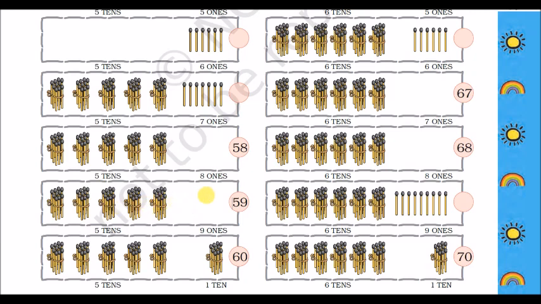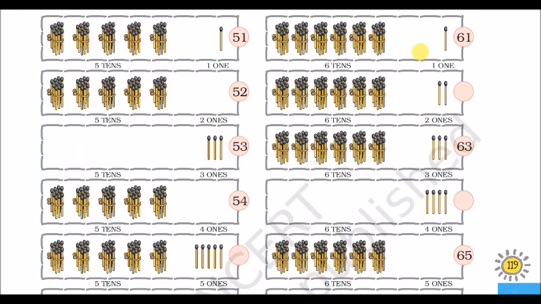5 tens and 9 ones. You have to draw 9 lines. 51, 52, 53, 54, 55, 56, 57, 58 and 59. 5 and 9, 59. 5 tens and 1 ten. 50 plus 10, 60. 6 and 0, 60.